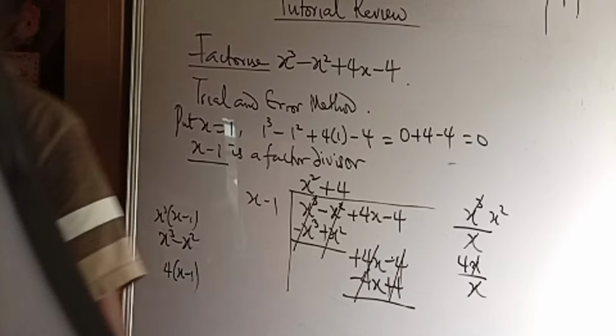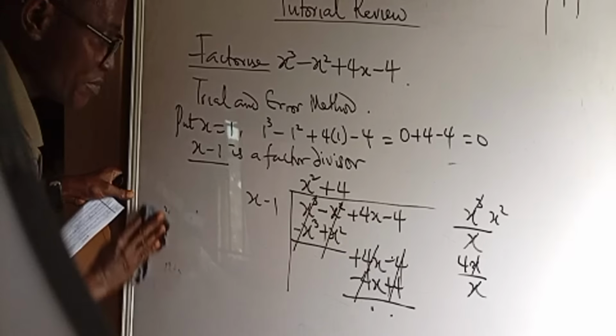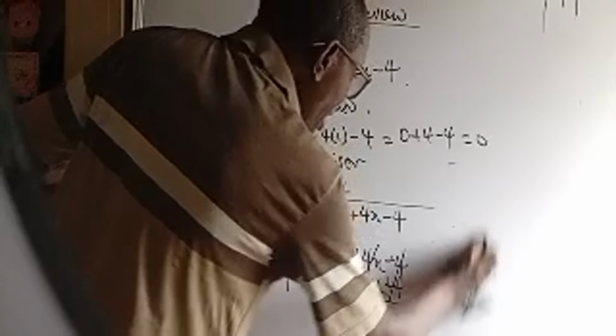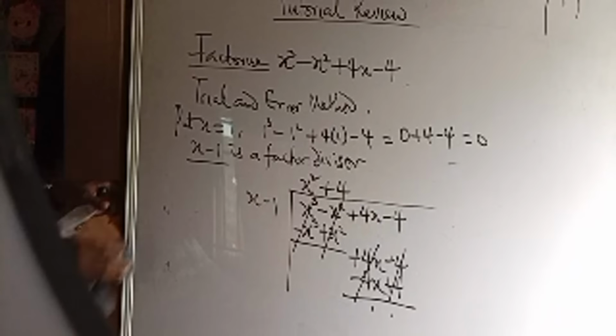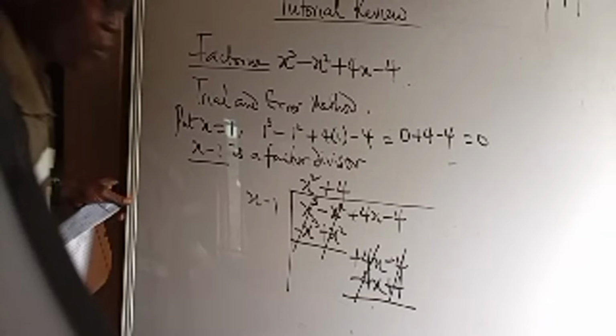So what do you have here now? You have 0. Okay. So in that case now, you don't have a remainder. Why don't we have a remainder? We don't have a remainder because x minus 1, that is used as a divisor, is a factor. So anytime you divide a polynomial expression by its factor, you will not have a remainder.